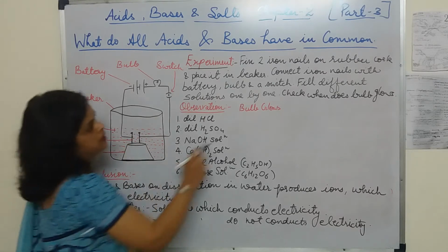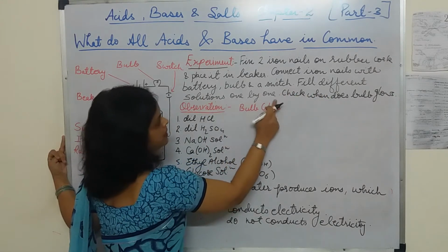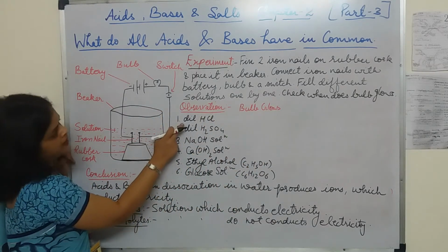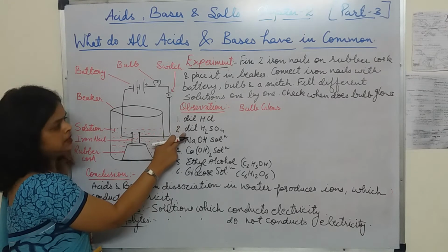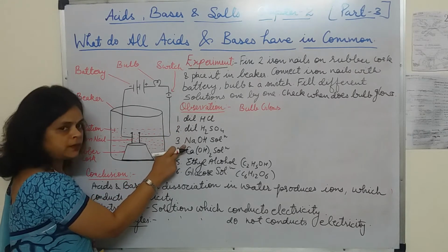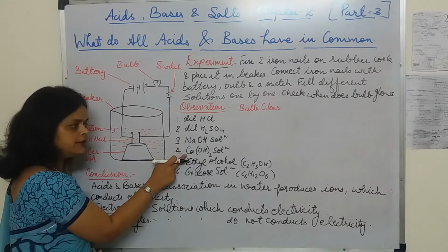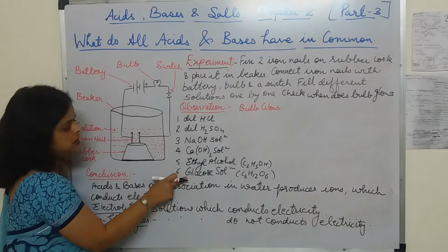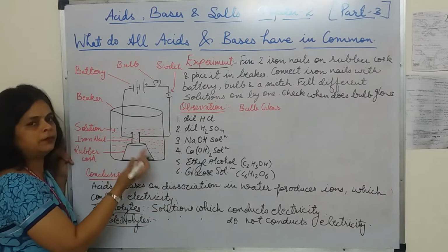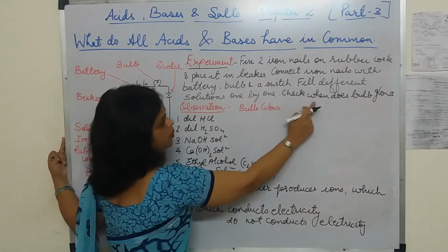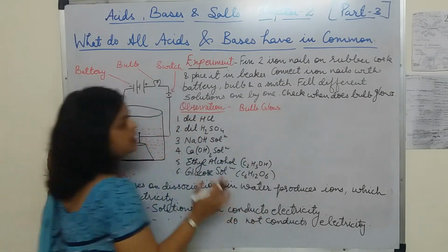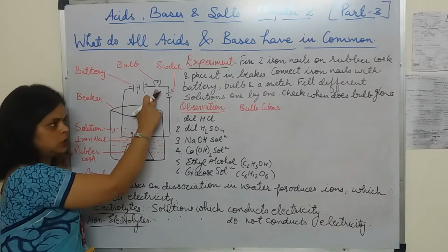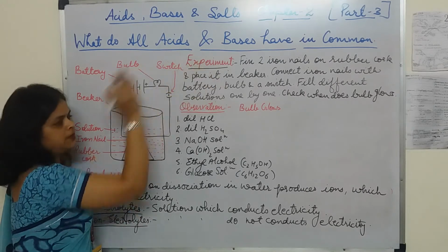Now fill different solutions one by one. We are going to fill this beaker with different solutions like dilute hydrochloric acid, dilute sulfuric acid, sodium hydroxide solution, calcium hydroxide solution, ethyl alcohol solution and then glucose solution. So we are going to fill 6 solutions one by one. Then check when the bulb glows. Every time we have to find out when this bulb glows. So this is our experimental setup.